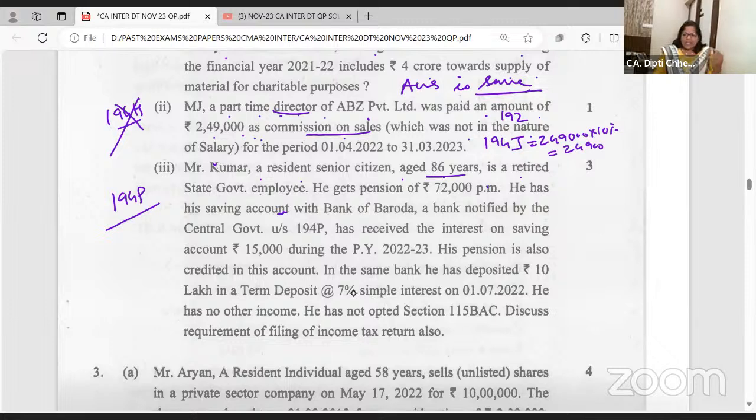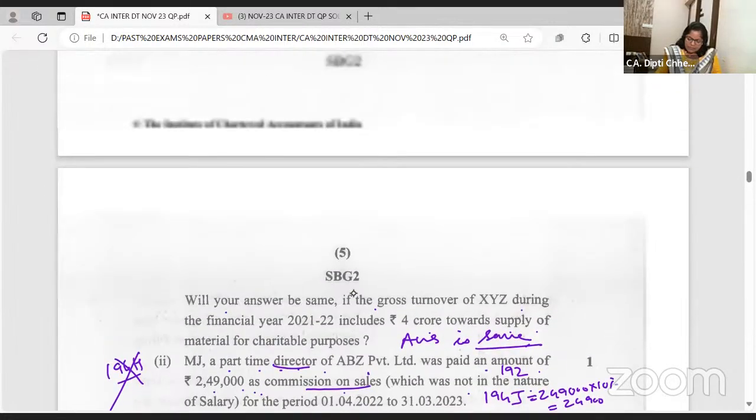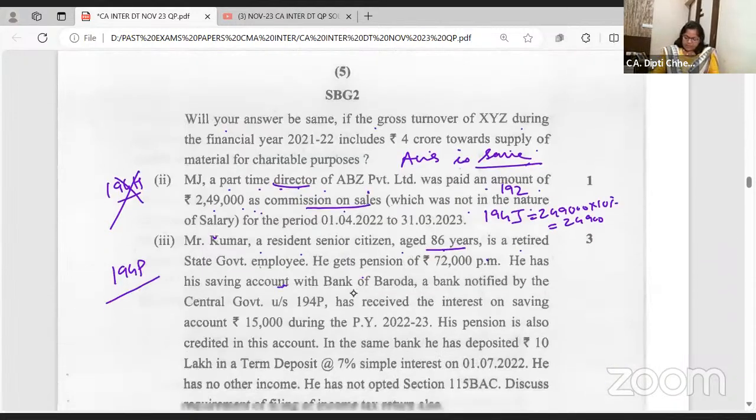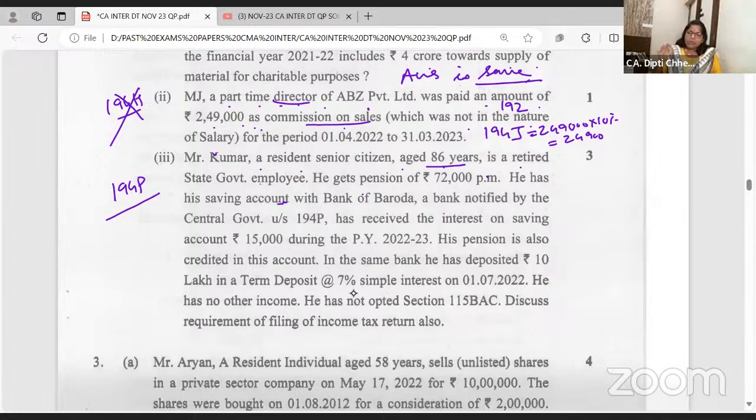This is a latest amendment of last year. इसीलिए बोलते हैं कि 1-2 साल के amendment ध्यान से करो. This is not this year's 21-22 years amendment. He gets a pension of 72,000 per month. What exactly state applicable provisions and give reason कि कितना TDS cut होगी. तो 194P में तो पूरा tax divide by 12. There is no rate. So let us quickly do it.